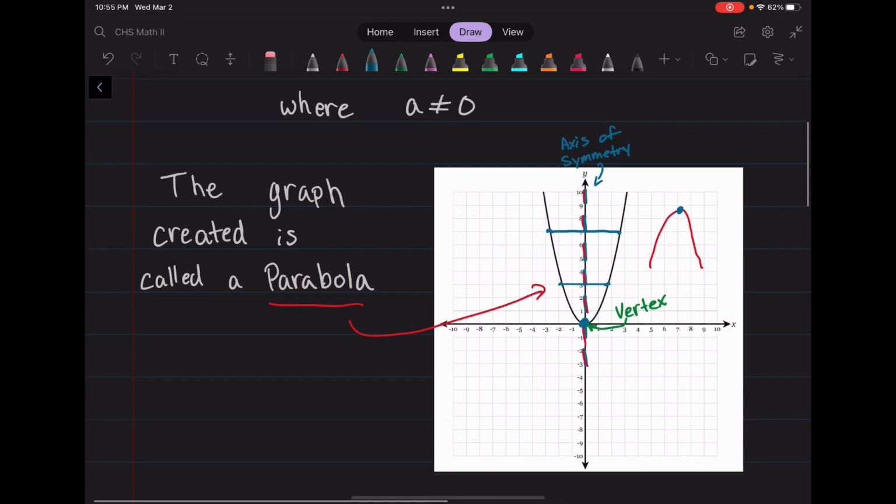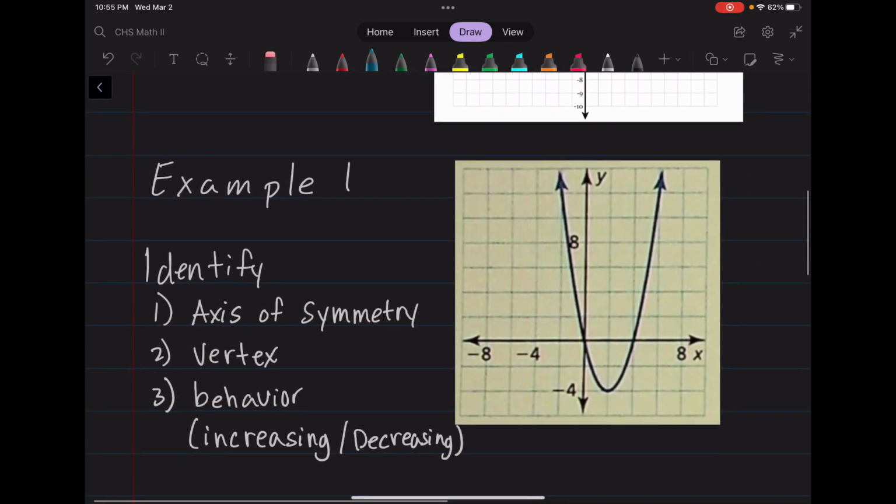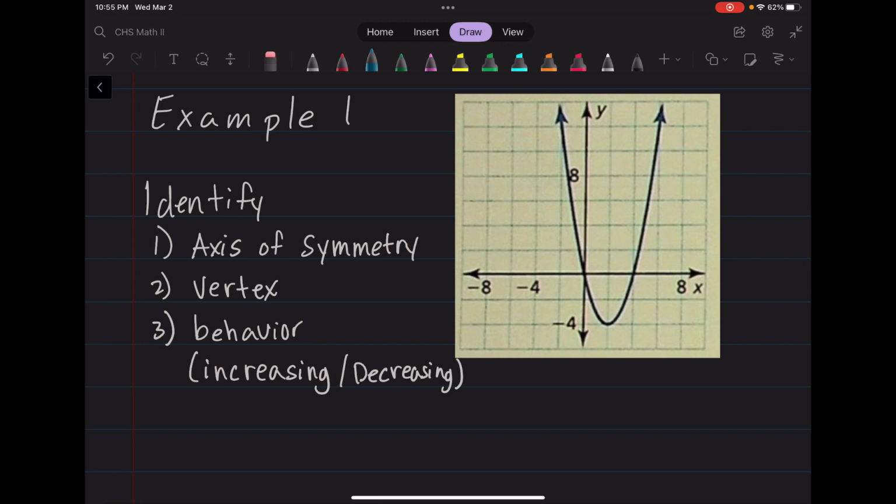All right, so let's jump into our first couple examples. Example one, we're given a parabola. We want to identify a couple things. We're going to identify the axis of symmetry, the vertex, and the behavior. So go ahead and give it a shot.